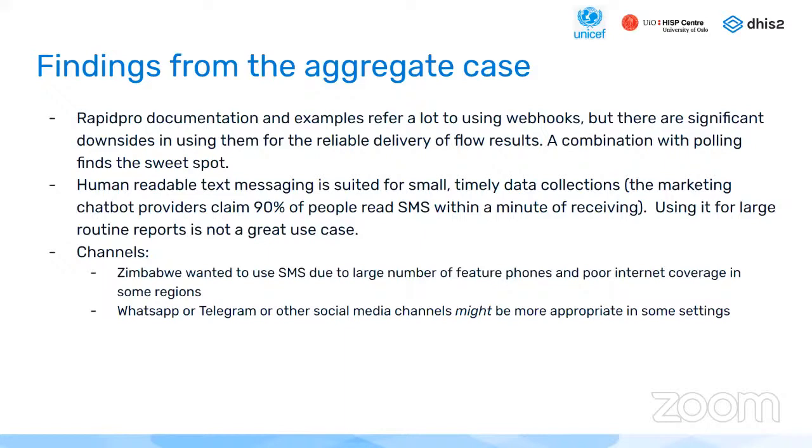A little bit about channels. I saw somebody in the chat was already asking about WhatsApp. The reason why we primarily used SMS for at least the implementation in Zimbabwe was that they wanted to use SMS because they were dealing with a large number of feature phones and also had quite poor internet coverage in some regions. But as we know, WhatsApp in particular is becoming quite ubiquitous. Telegram is really nice, easy to work with. And the good thing, I suppose, from the perspective of the integrator, from the perspective of the DHIS2 side of it, it really doesn't make any difference. It's a configuration matter on the RapidPro side which channel is the most effective to use.